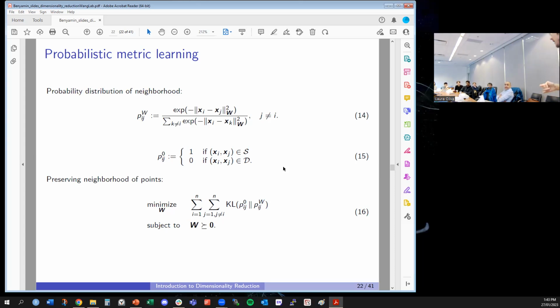And this is an approximation of the Gaussian distribution, because as you see, it's similar to the softmax form. And then you can say that I calculate this distribution in the embedded space and also in the input space, and I try to minimize the KL divergence between these two. So is that clear?